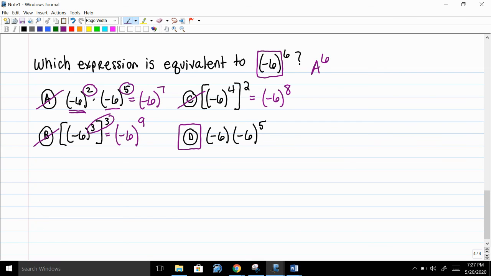Let me just show you why. This -6 right here has no exponent with it. When it has no exponent, it's an invisible 1. This is a product of powers. We would have to add the 1 with the 5, which obviously you should know is 6. So there's your answer. Just be careful and don't fall for those traps, especially in choices B and C. You have to know the rules. Right? That's the whole key to this whole chapter, knowing what rules to apply.